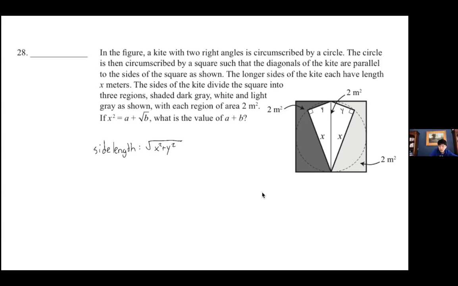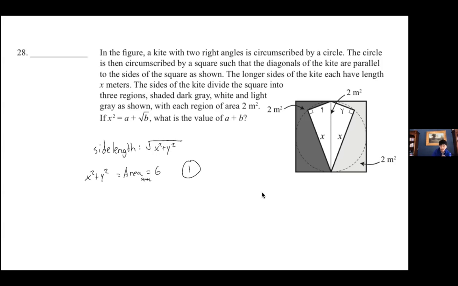But we also know the area of the square. The area of the square is 6. So the area of the square is both equal to 6, and it's also equal to the side length squared, which is x squared plus y squared. So we have our first equation. But we have two variables, so we need to find a second equation.